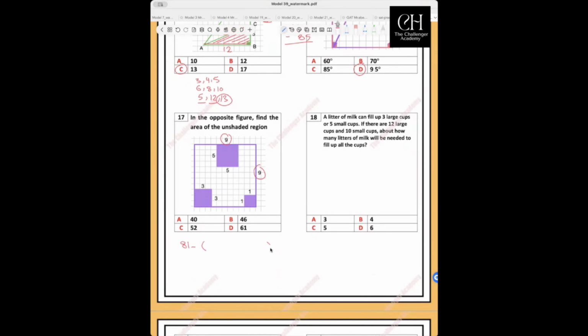Minus the area of all the squares. We have 3 squares. This is 5 times 5, which equals 25. This is 3 times 3, which equals 9. And this is 1 times 1, which equals 1. So this is 81 minus the sum of 25 plus 9 plus 1. 9 plus 1 is 10. 10 plus 25 is 35. So we'll just subtract 81 minus 35, which equals 46. The answer is B.